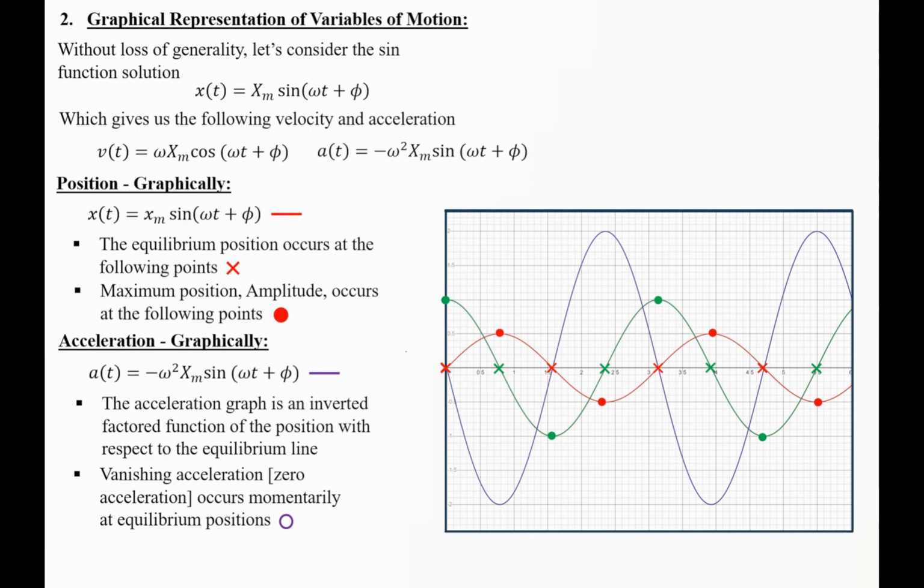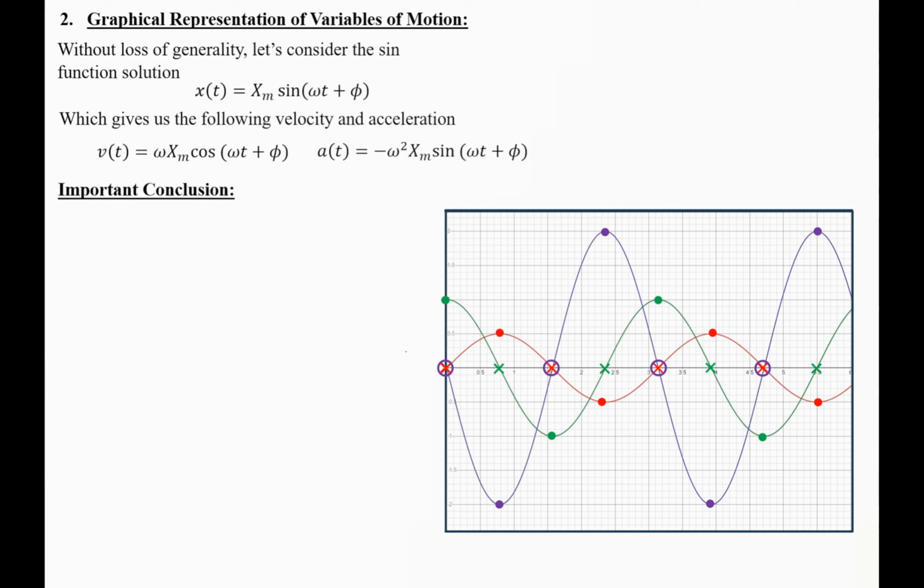Vanishing acceleration, zero acceleration, occurs momentarily at the equilibrium position. So at the equilibrium position, we would have zero acceleration. Why? Because the position is zero and the acceleration depends on Hooke's law, which is minus kx. So if x is 0, the acceleration is 0. And maximum acceleration occurs at the amplitudes, because that would give us the maximum position producing the maximum acceleration.